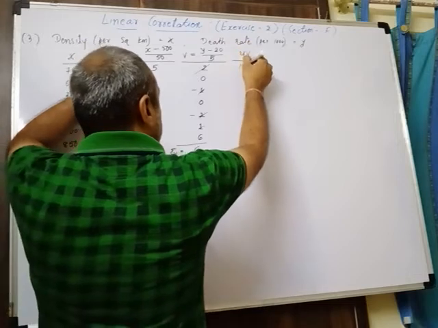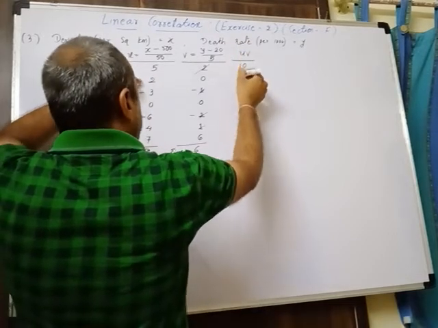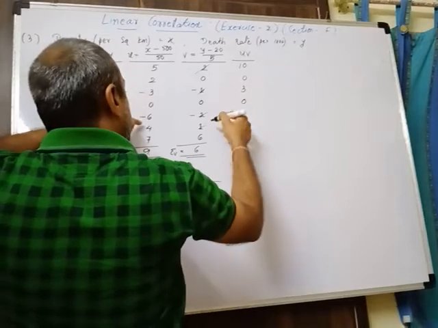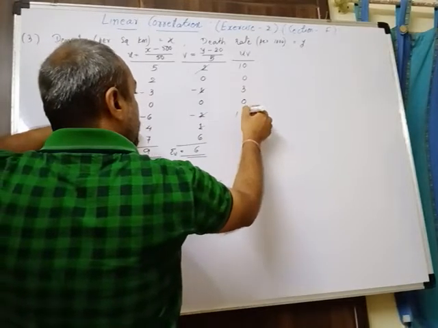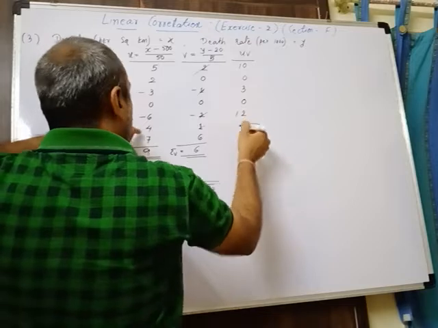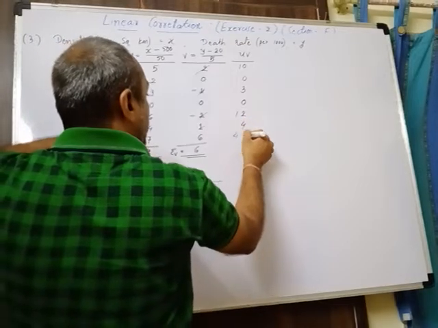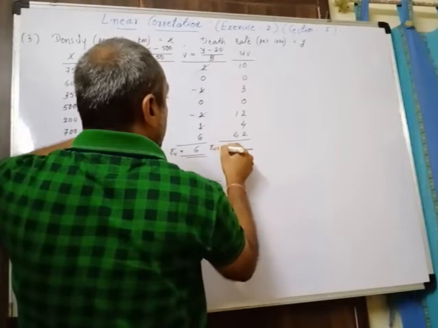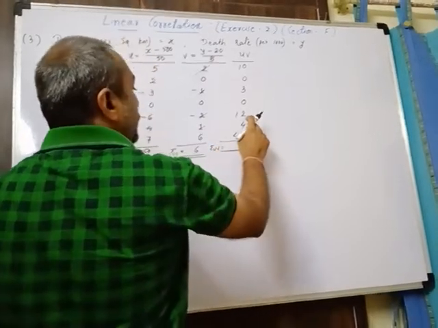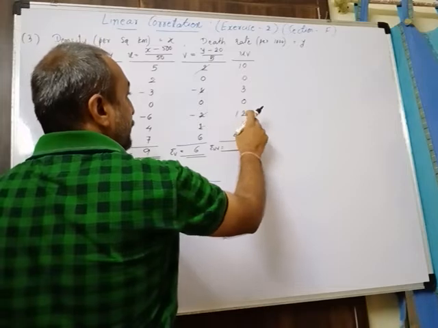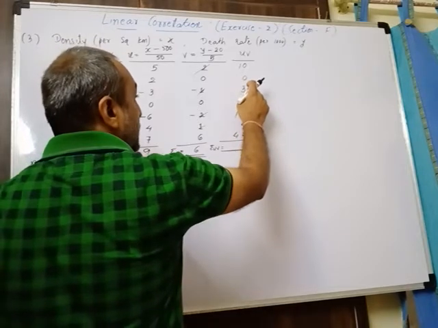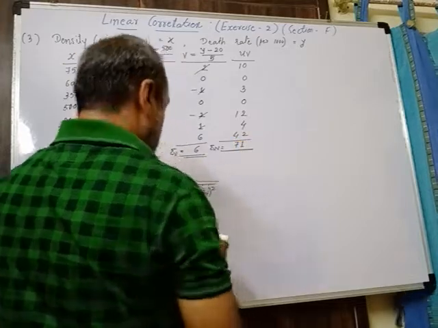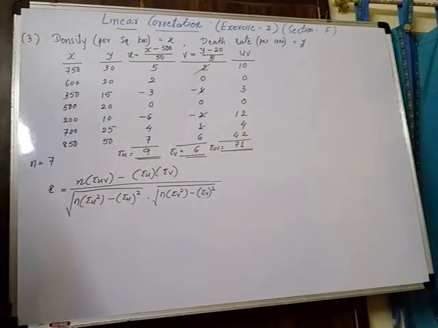5 into 2, 10. 2 into 0 is 0. Minus 3 into minus 1 is positive 3. 0 into 0 is 0. Minus 6 into minus 2 is positive 12. 4 into 1 is 4. And 7 into 6 is 42. Total, that is called the sum of UV. So 42 plus 4, 46, plus 12 is 58. 58 plus 3, 61. 61 plus 10, 71. That is your sum of UV.